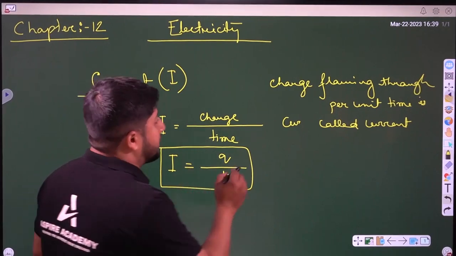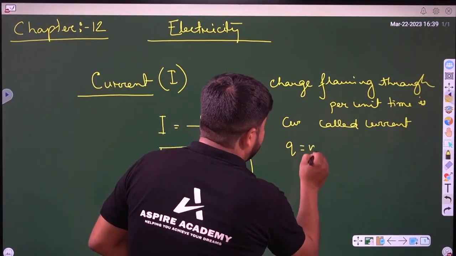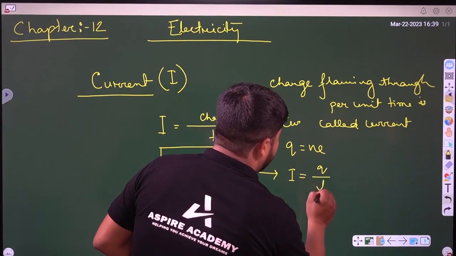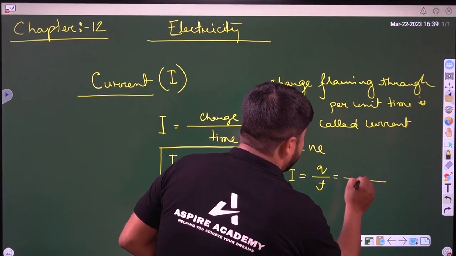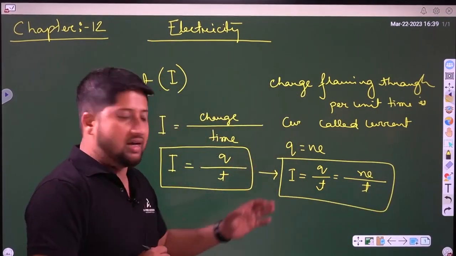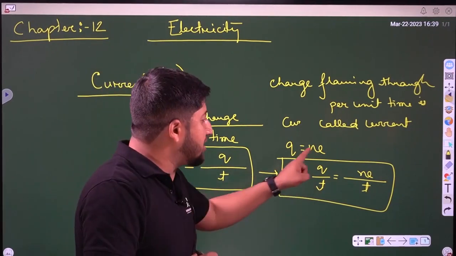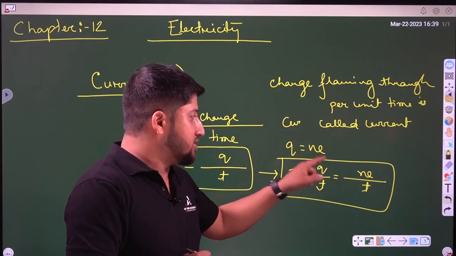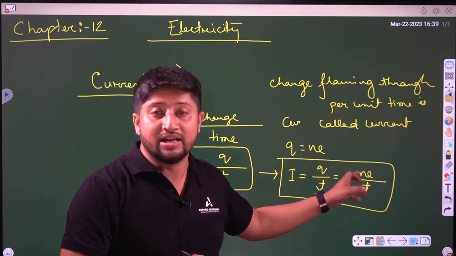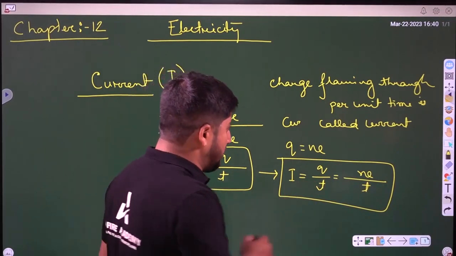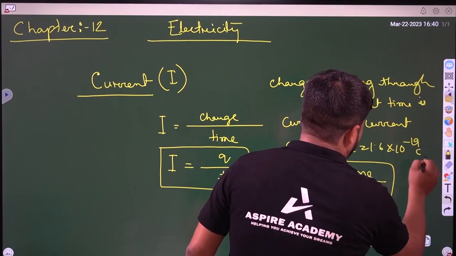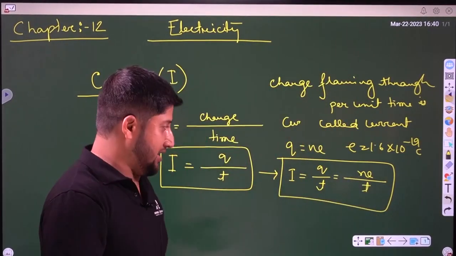According to the quantization, we know Q is equal to NE. Now this formula we can modify like that. I is equal to Q by T, and now I is equal to NE by T. So these are the three formulas associated with current. I is equal to Q by T or NE by T. N, as we have already discussed, is the total number of charges. The value of E is always constant, 1.6 into 10 to the power minus 19 coulomb. T is the time, whatever time is given we have to write here.